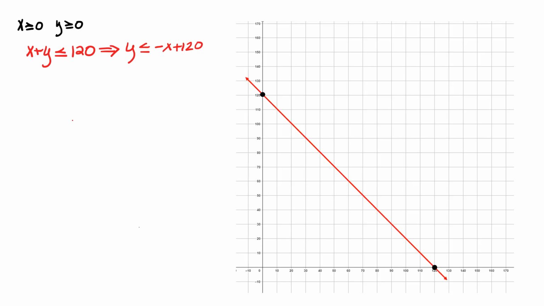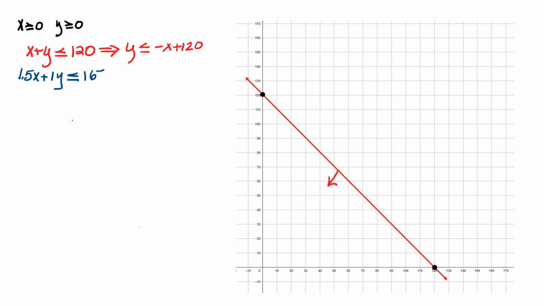And we're going to go ahead and decide whether we're going to shade above the line or below the line. If we plug in 0, 0 into this function, we get 0 is less than or equal to 120, which is true. And so we will shade below the line. All right. The next equation we had was the one about baking time.